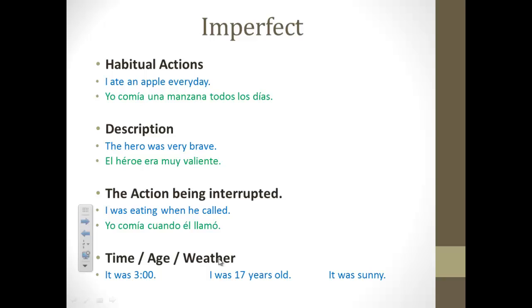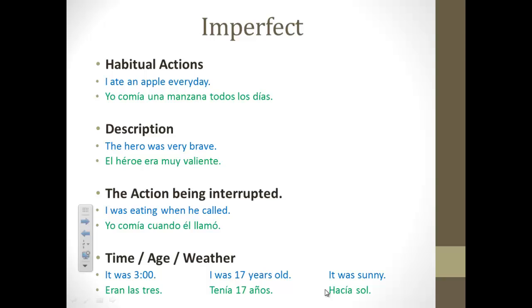Okay, keeping those verbs in mind, how would we translate these to the imperfect tense? For it was 3 o'clock, we would say, Eran las 3. I was 17 years old. Tenía 17 años. And it was sunny. Hacía sol.